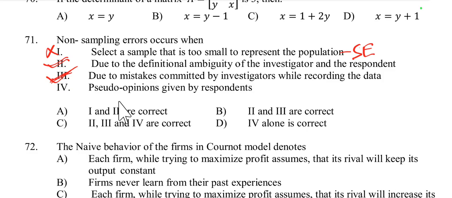Then option number 4, pseudo opinions given by respondents. Pseudo means false or insincere answers. So this can lead to a non-sampling error, as it affects the validity of the data collection. So 2, 3, 4 are non-sampling errors, and the first one is a sampling error. The question asks for non-sampling error, so option C is right here.